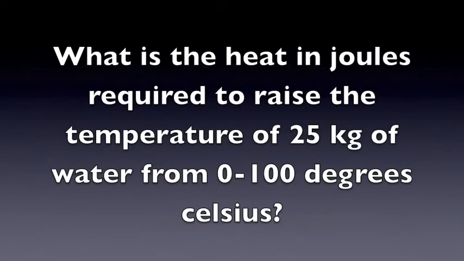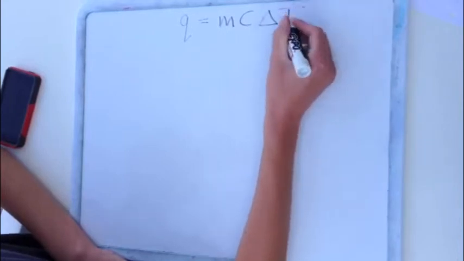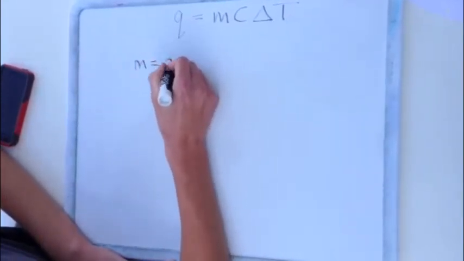In this problem, we must find the heat required to raise 25 kilograms of water from 0 degrees to 100 degrees. From this, we just plug in the given variables into the equation for heat and solve.